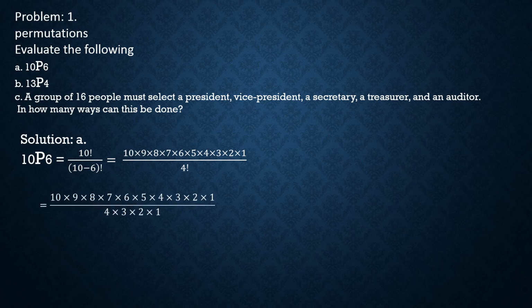Simplifying, from the denominator part, we have 4 times 3 times 2 times 1. Then of course, because that is multiplication, we can cancel out 4 times 3 times 2 times 1 from numerator and denominator, because they are common. So that is cancelled out. Next we will have to multiply 10 times 9 times 8 times 7 times 6 times 5. So the result will be 151,200. Okay.